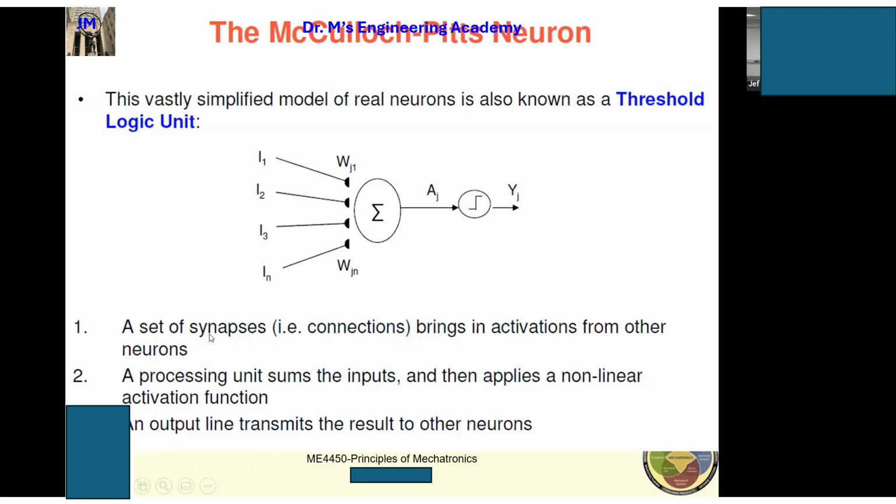Right? A set of synapses, that is connections, brings in activations from other neurons. A processing unit sums the inputs together, and then applies a nonlinear activation function. An output line transmits the result to other neurons. So this is an oversimplified model, but it's very good. It's a threshold logic unit.